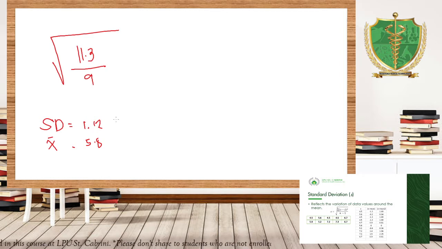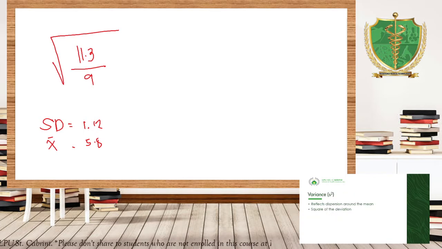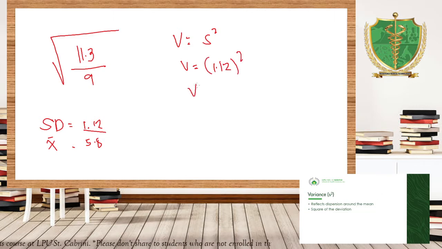Next concept is the variance. Variance reflects the dispersion around the mean, and simply the variance is s squared. So if our SD is 1.12, then the variance is 1.12 squared, which is 1.25.